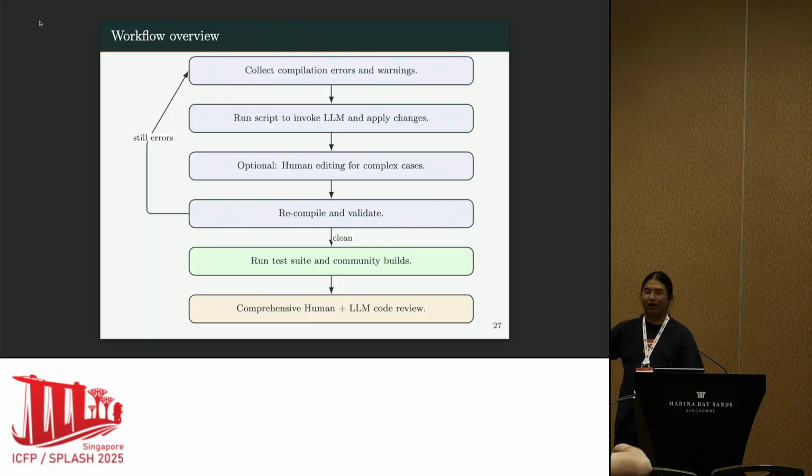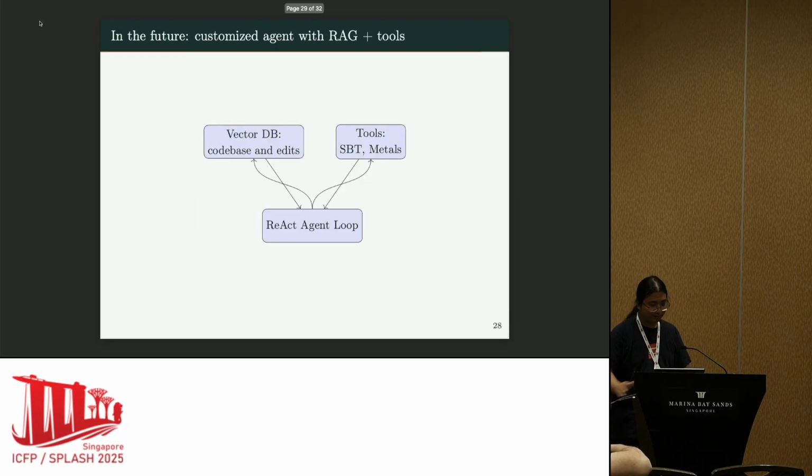So this is my workflow overall. We first collect all the error messages. We run the script to invoke the model to apply the changes. Optionally, we step in and make the changes we want. And we recompile again until everything compiles. Then we run all the tests and community projects. We do all the hybrid reviews from both humans and the large language models.